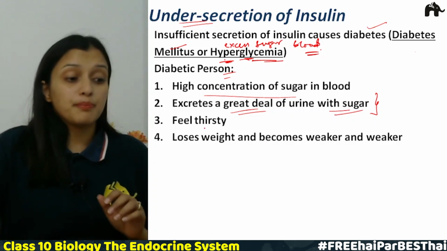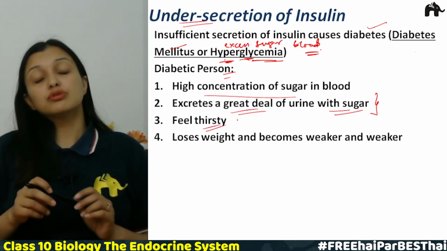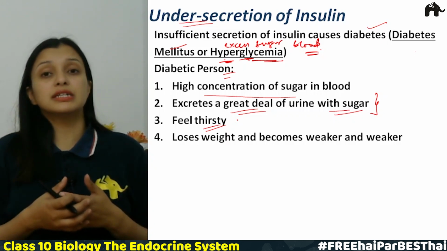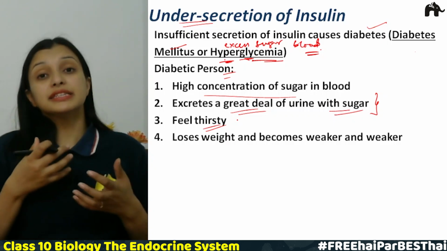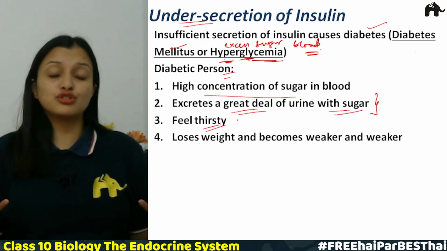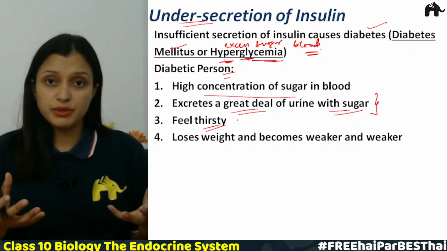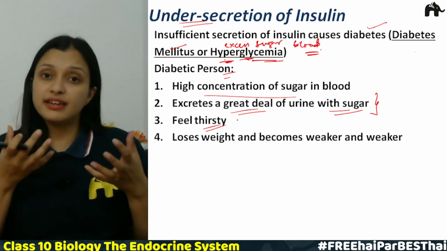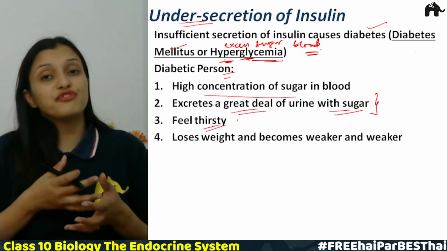The next is the person feels thirsty. When there is more and more glucose that needs to be thrown out of the body, more and more urine needs to be produced. When more urine is produced, a person will have less water in the body, and when there is less water, the person will feel thirsty.